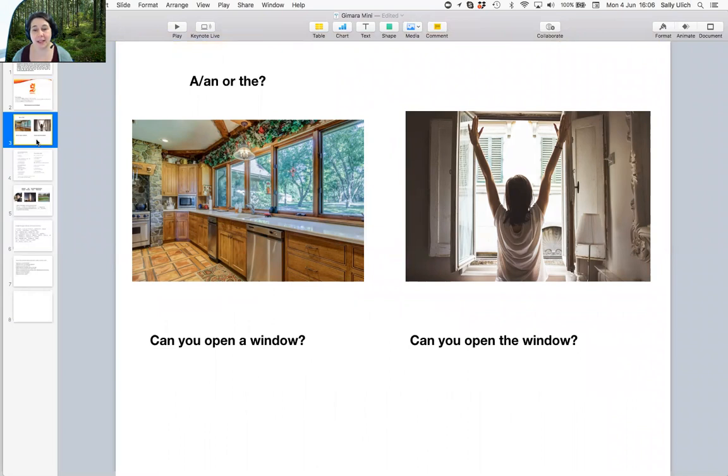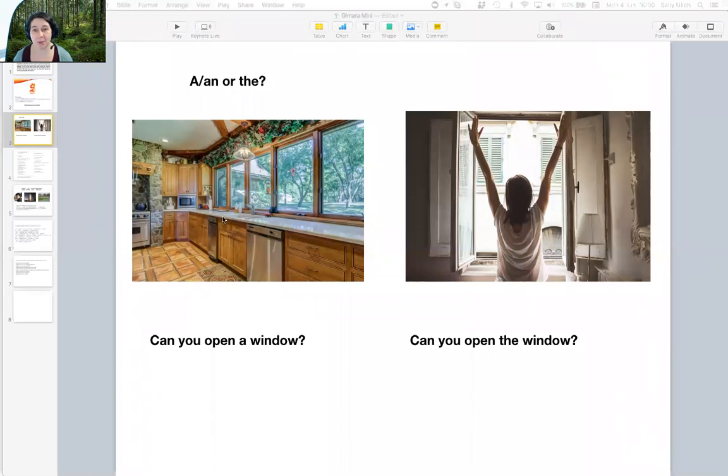If I asked you, can you open a window? It means that there is more than one possibility for the window you can open. In other words, there's more than one window. Can you open this one? Or this one? A window. Any window. There's a choice, and I don't mind which one you open.